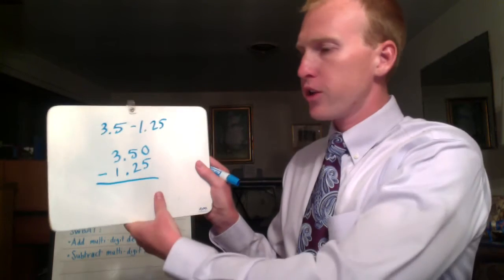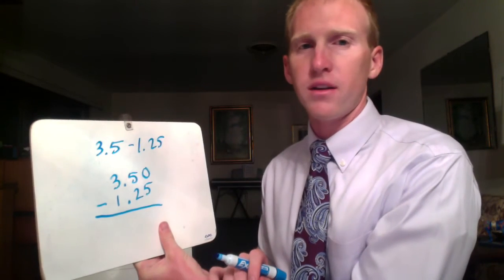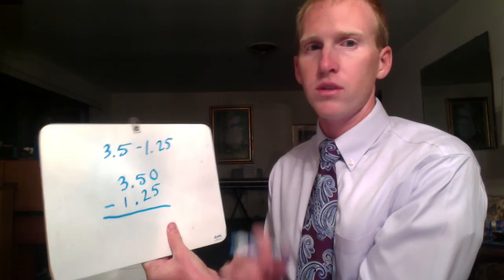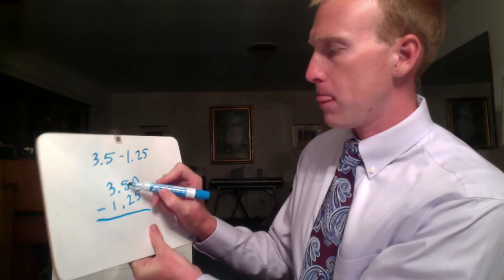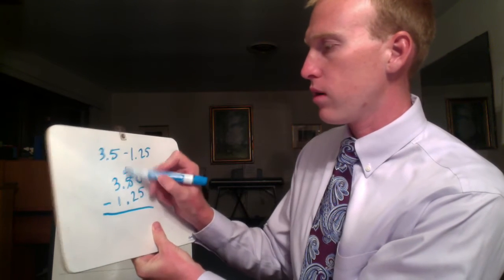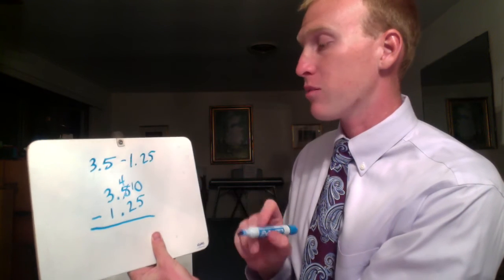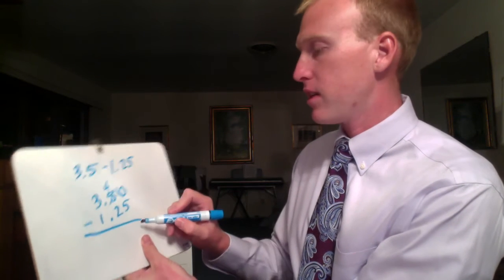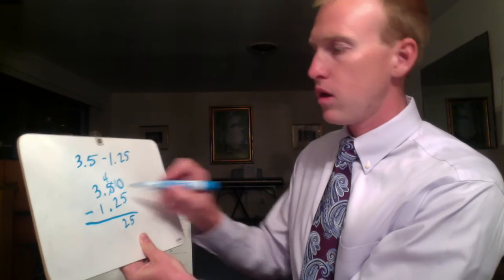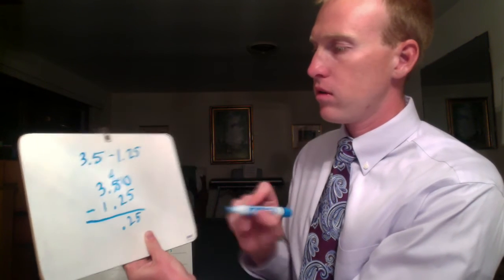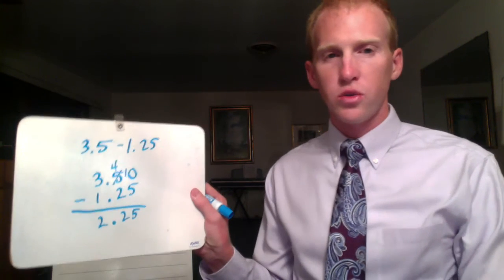Alright, so the first thing we're going to do is 0 minus 5. We can't subtract 5 from 0, because 0 is nothing. So we need to borrow from the 5, and this turns into a 4. 0 turns into a 10. 10 minus 5 is 5. 4 minus 2 is 2. Drop the decimal straight down. 3 minus 1 is 2. So our answer is 2.25.